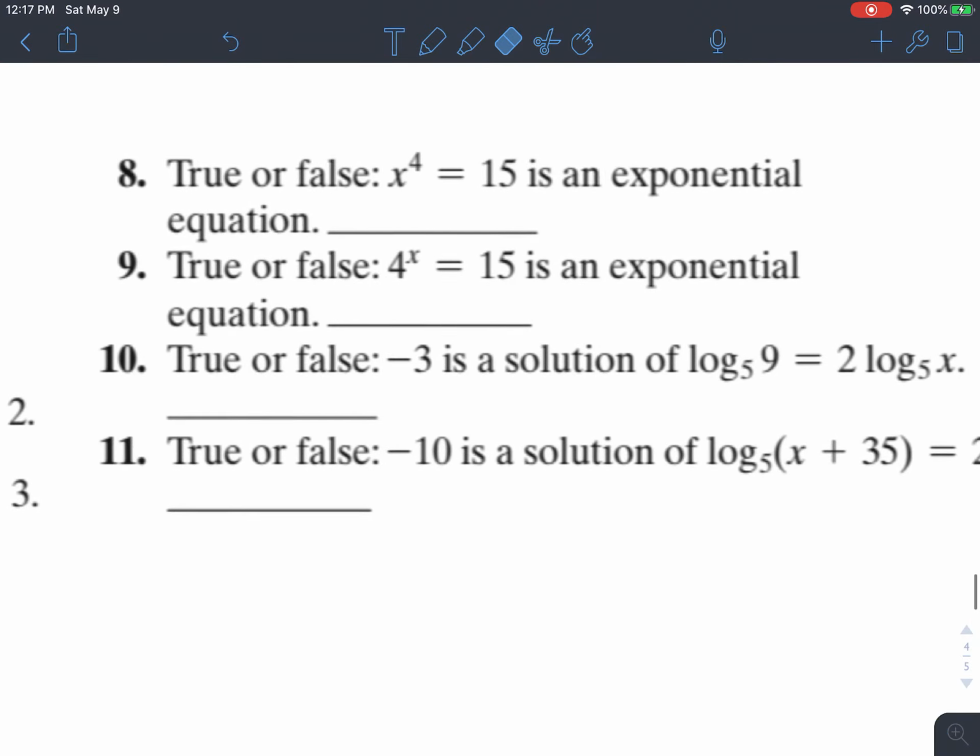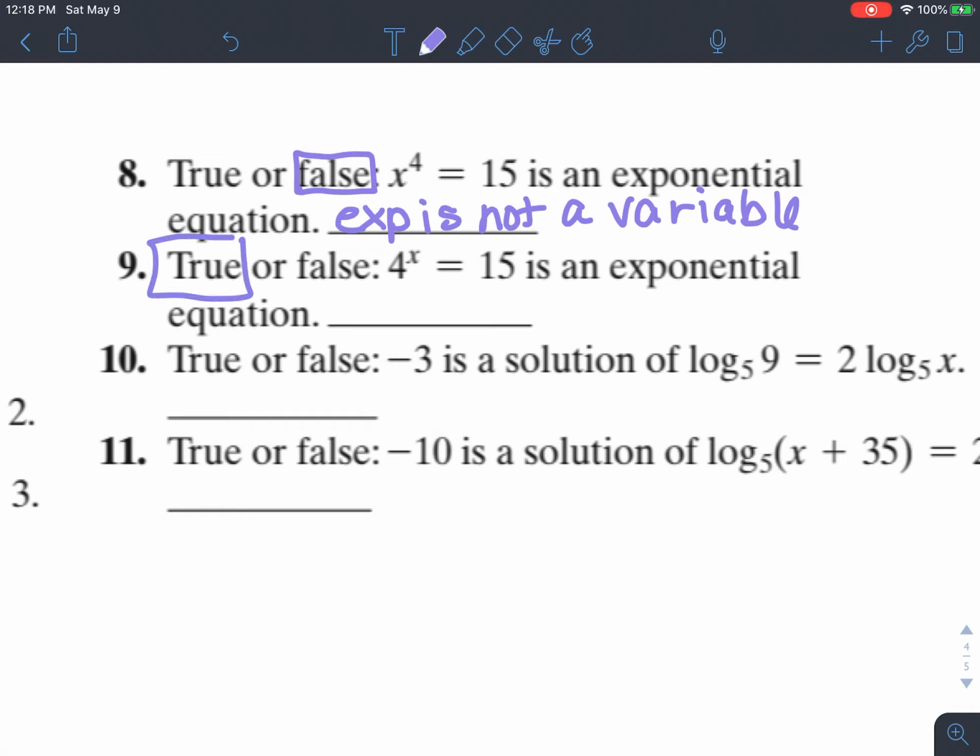Okay. I like these. True or false? x to the fourth equals 15 is an exponential equation. The answer to that is false, and that is because the exponent is not a variable. An equation is exponential if its exponent is a variable. So 4 to the x is 15. That is an exponential equation.